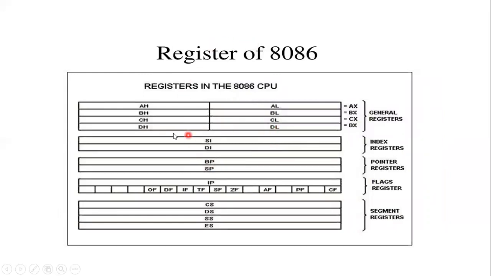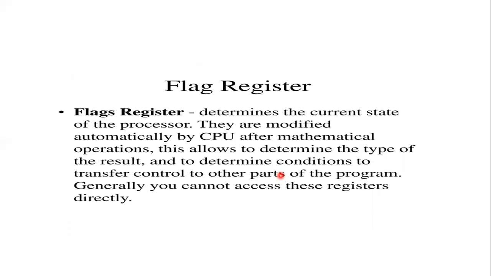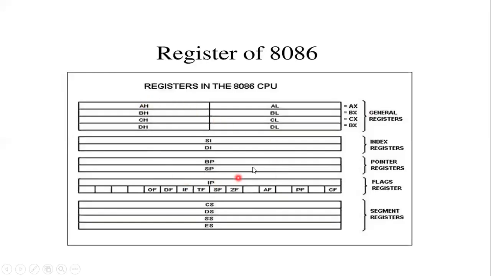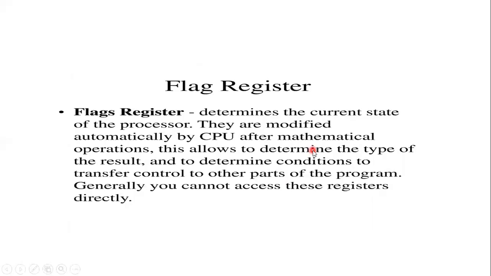So these are the registers of 8086. AX, BX, CX, DX are general registers, and SI, DI are index registers, then BP, SP are pointers, then segment registers: code segment, data segment, stack segment, and extra segment, and then the instruction pointer, and then the flag register. So we have already seen all these things, except the flag register. Now let me see what a flag register is.